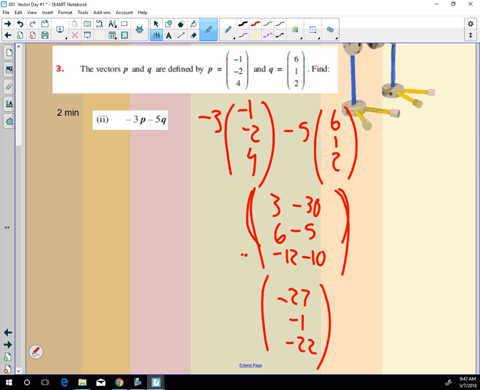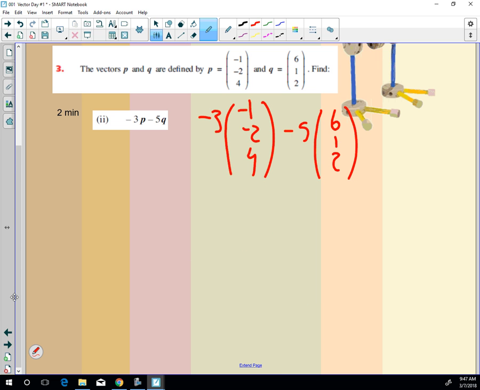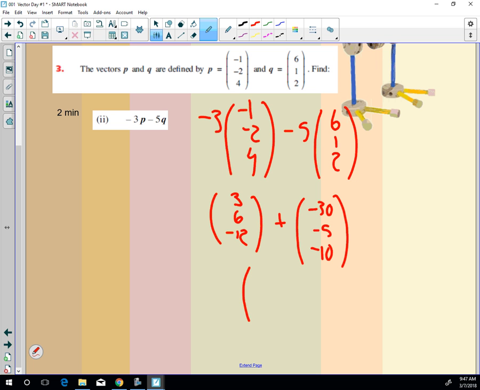Or, if you don't like that method, you can do it in two bits here. You can do 3, 6, negative 12, plus negative 30, negative 5, negative 10. Now you can see it's 3 minus 30 is negative 27, 6 minus 5 is 1, and negative 12 minus 10 is negative 22. I think I said negative 1 before. It's positive.